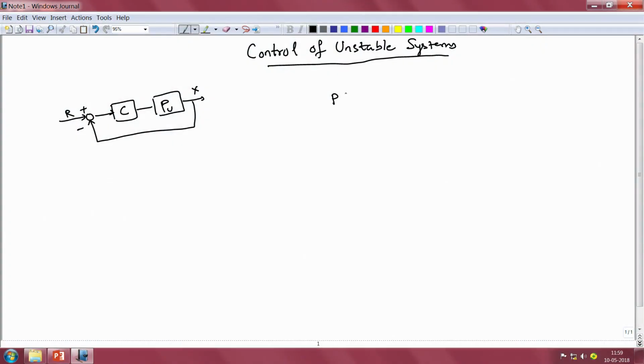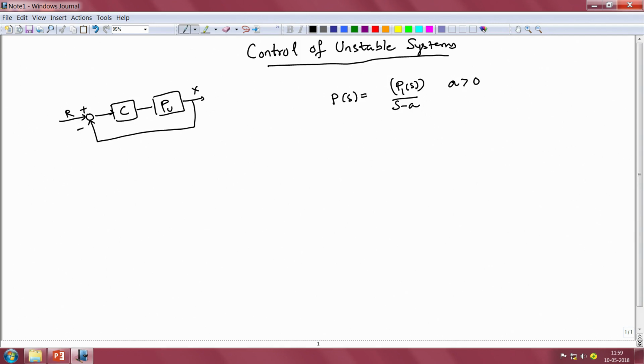So what do we mean by unstable plants? Very simply, unstable plants are those plants which have one or more of their poles on the right half of the complex plane. So let us assume that we have a plant P which has one of its poles on the right half of the complex plane. Then we can write down the plant's transfer function as P of S is equal to P1 of S divided by S minus A, where the term A is greater than 0.